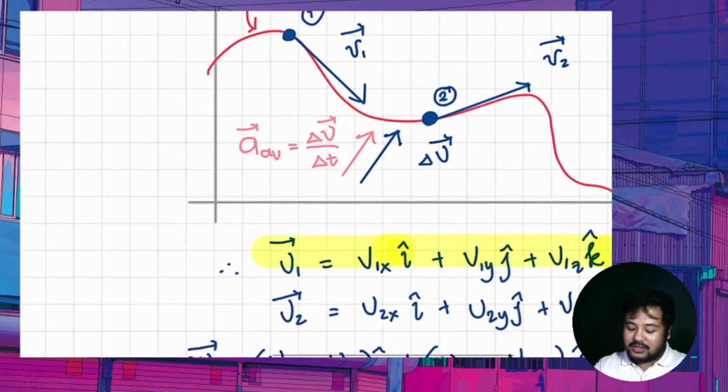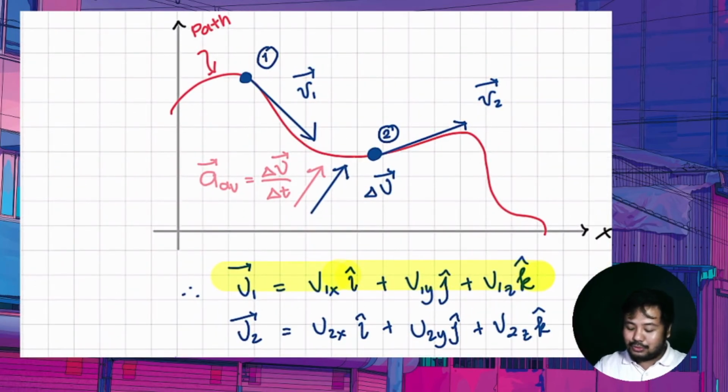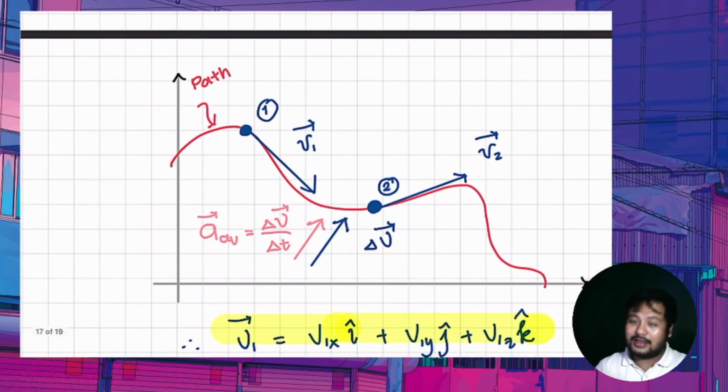Now, for your average acceleration, what we're going to do for this one is that we have to connect our v1 and v2 tail to tail. So let's say, for example, this is v1, and then this is your v2.